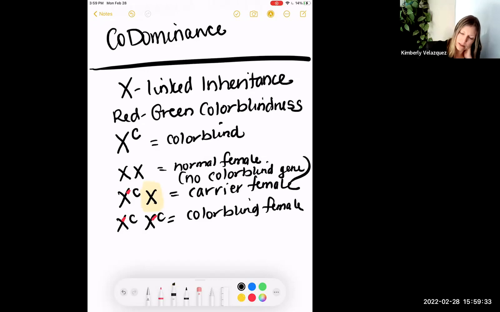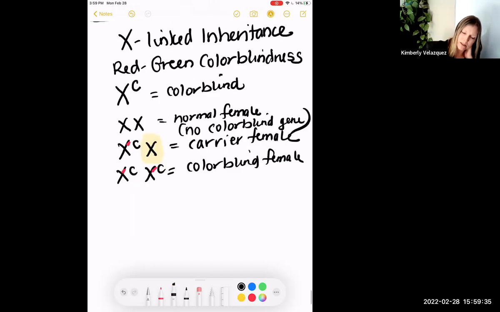Males are a different story. Males are XY, females are XX. So, oops, sorry, wrong one. This is going to be a normal male, meaning no colorblind gene.